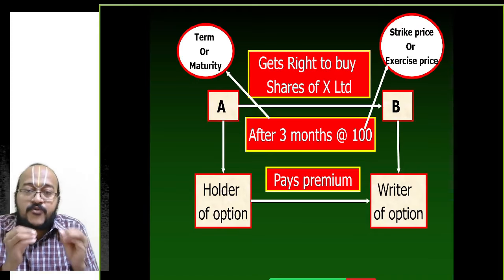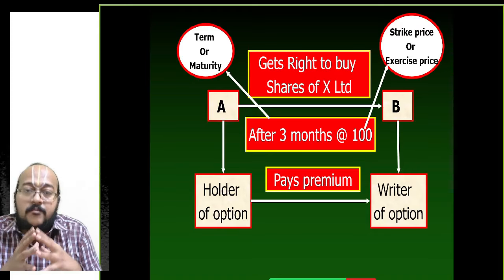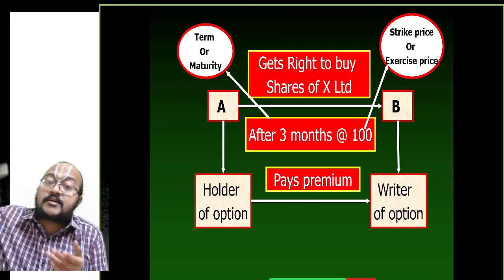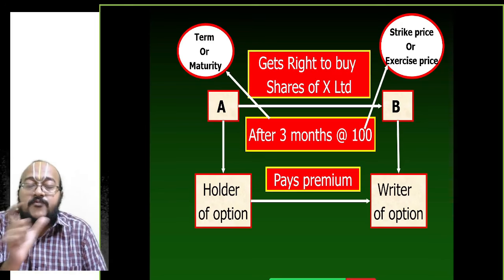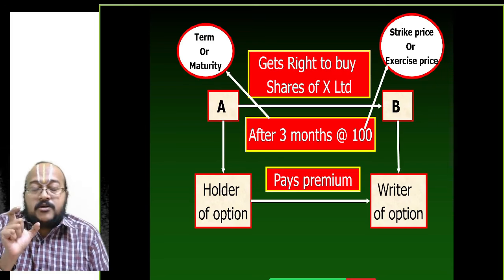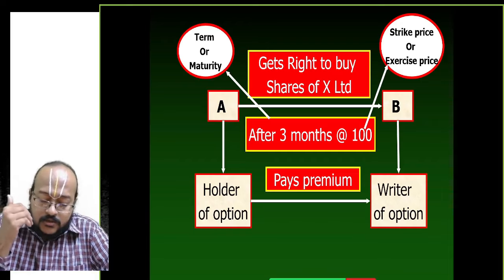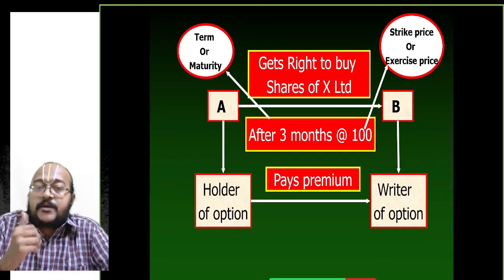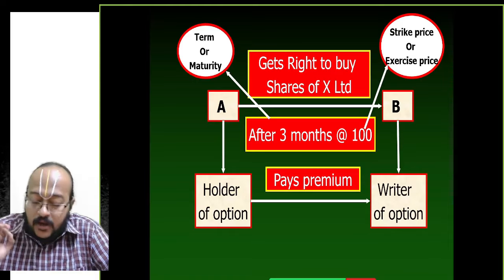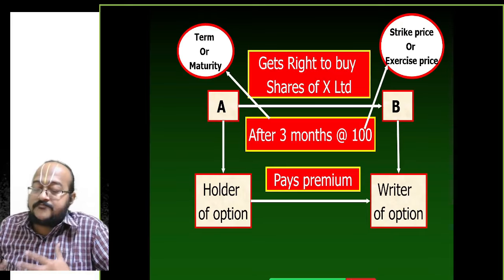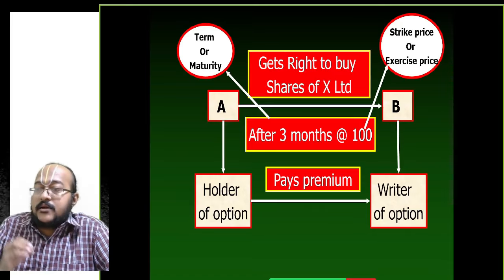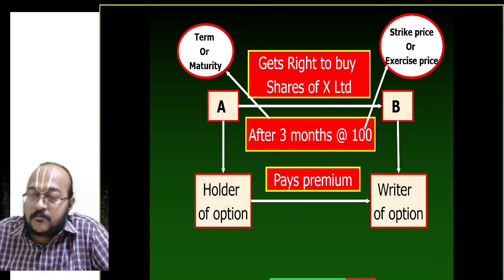So what is the income for B? It is the premium. What is the benefit for A? If at all the share price increases, the difference between the share price on the maturity date and the exercise price or strike price is the benefit enjoyed by A. Understood? Now I will try to explain this in such a way that you will understand it.